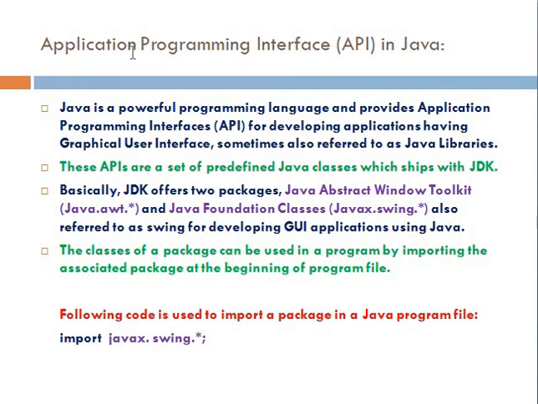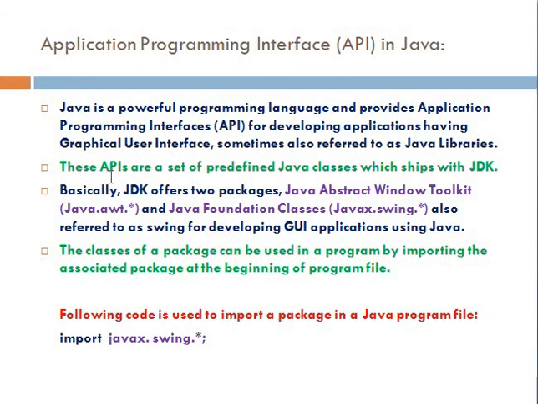Next, let's come to the topic called Application Programming Interface, or API in short. Java is a very powerful programming language and it provides application programming interfaces, in short API, for developing applications having a graphical user interface. Sometimes these interfaces, known as the application programming interfaces, are also referred to as the Java libraries. So we can say that these Java libraries or the application programming interfaces are used for developing applications which have a graphical user interface.